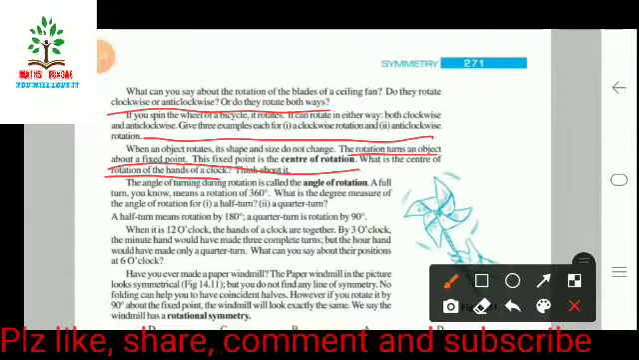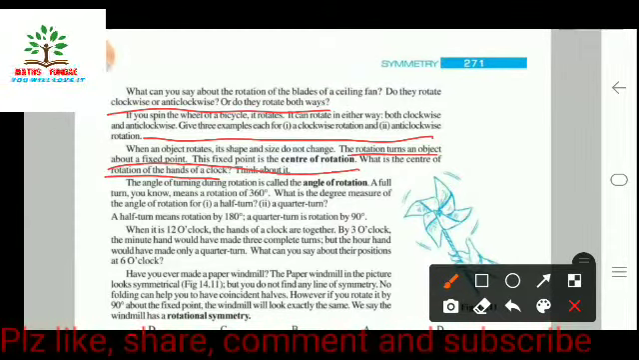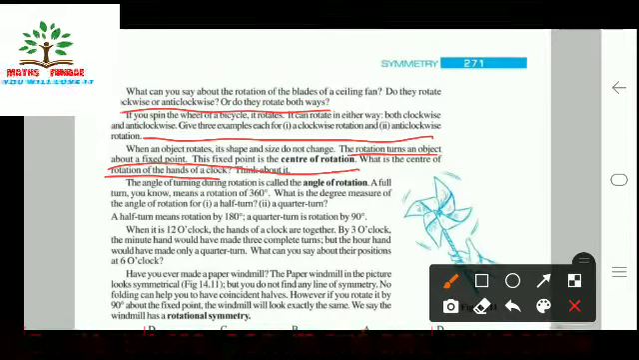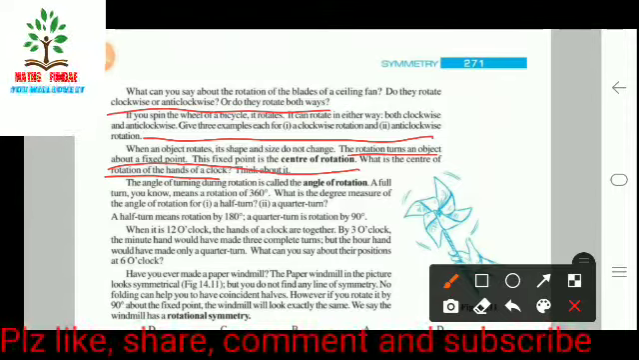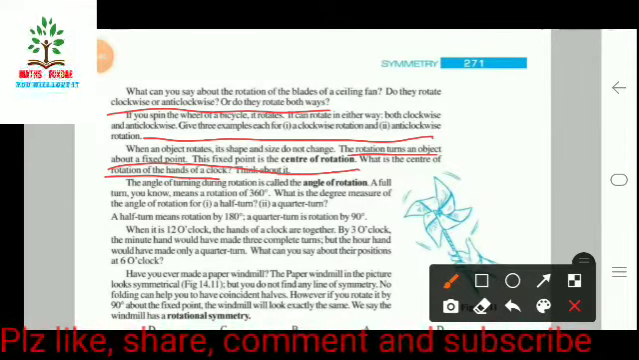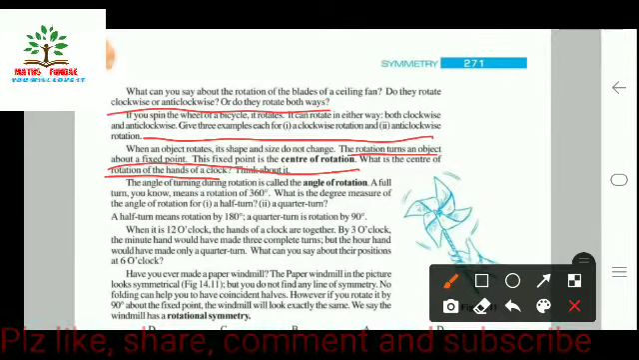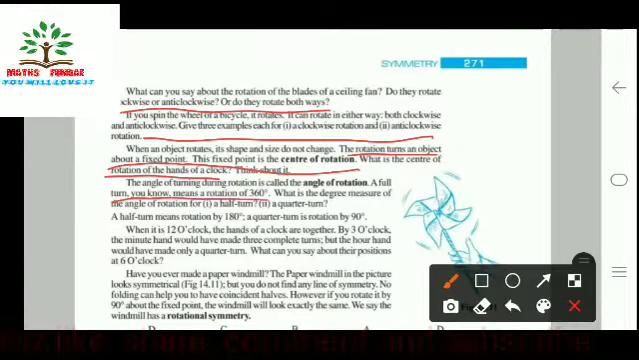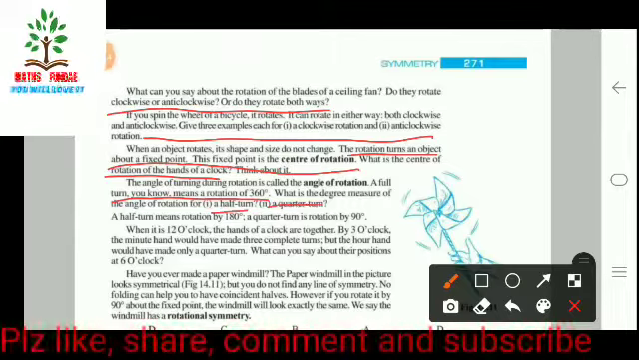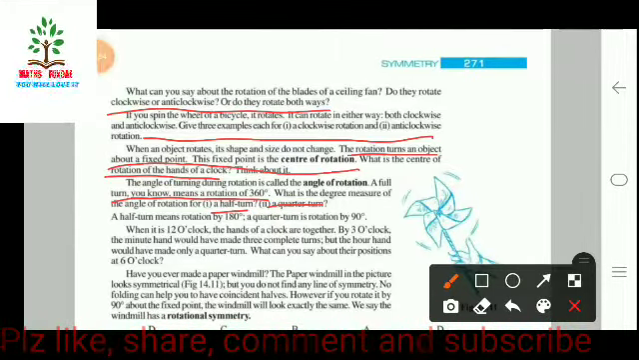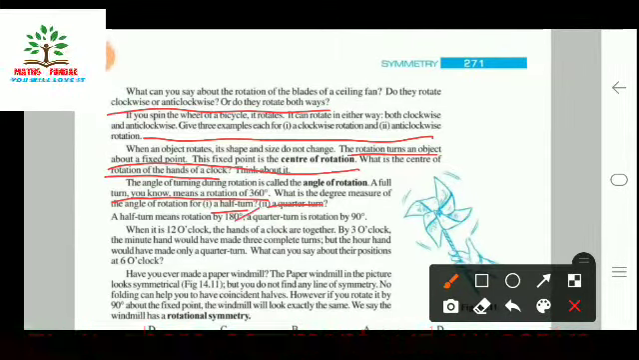The angle of turning during the rotation is called the angle of rotation, the measurement of an angle, meaning by how many degrees it is rotating. A full turn means a rotation of 360 degrees. So what is the measure of the angle of rotation in a half turn and a quarter turn? Half turn means 180 degrees, quarter turn means 90 degrees.